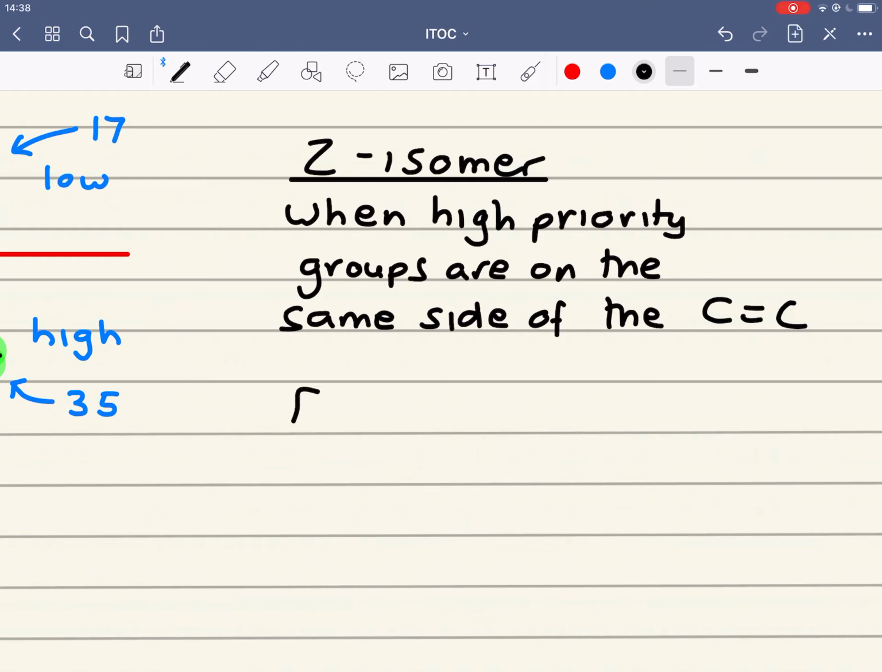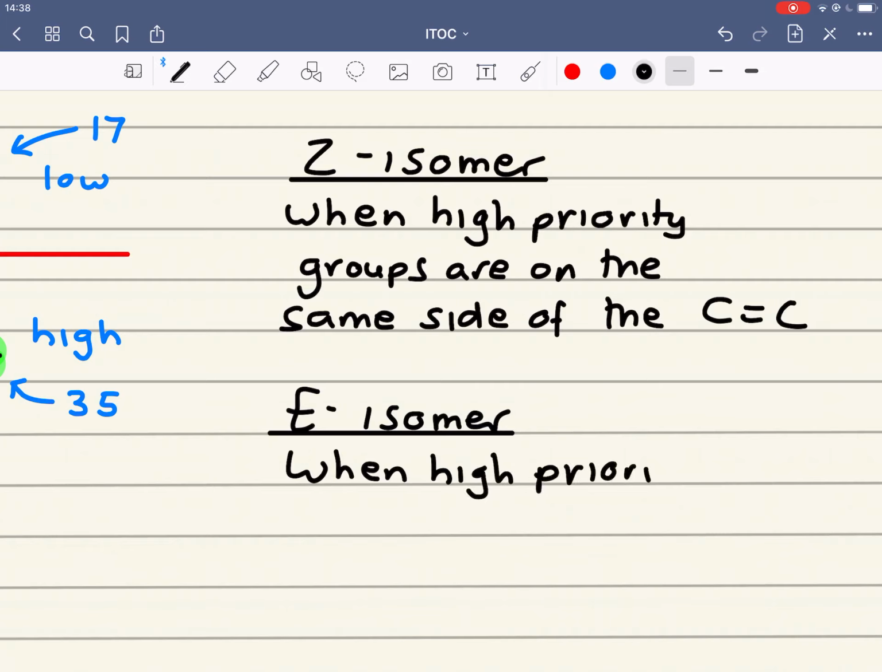The E isomer is obviously then when the high priority groups are on the opposite side of the double bond.